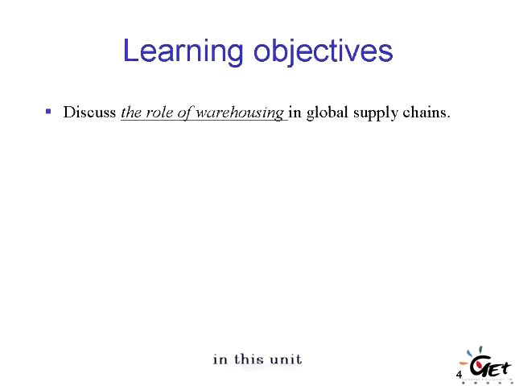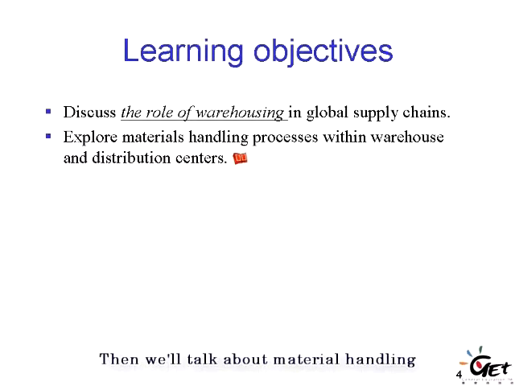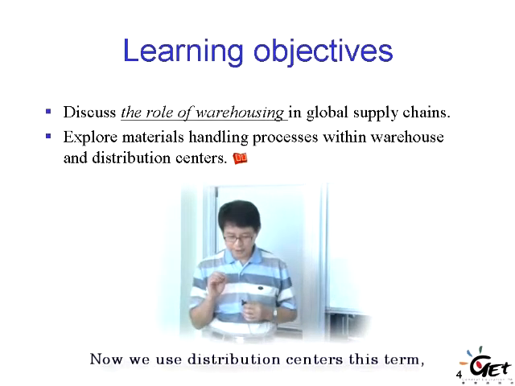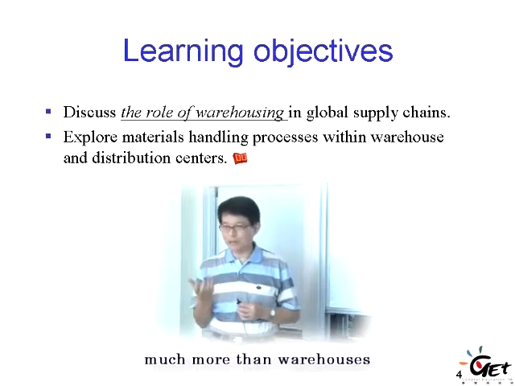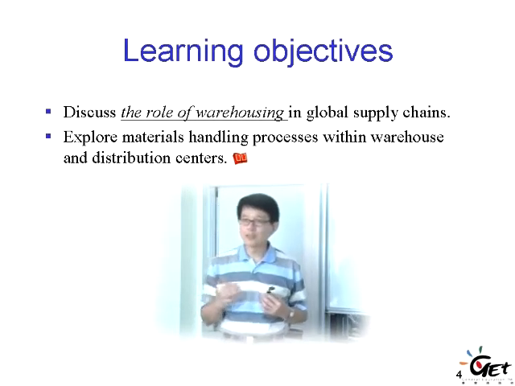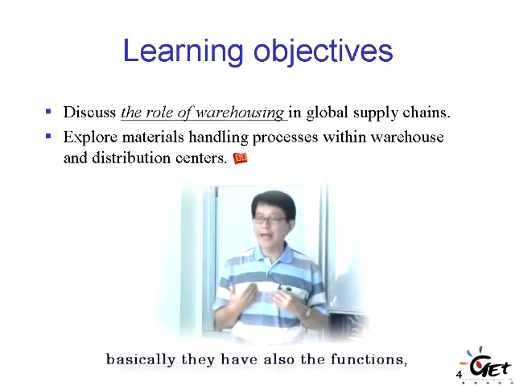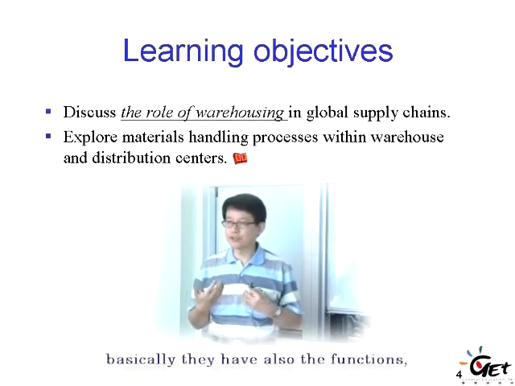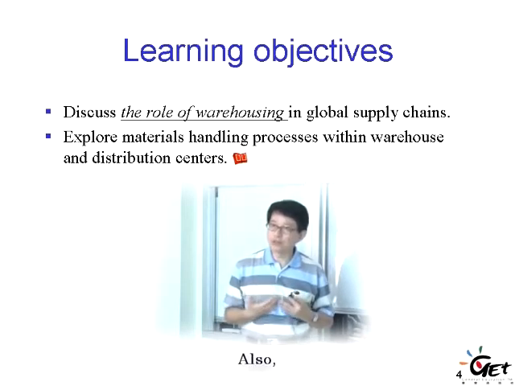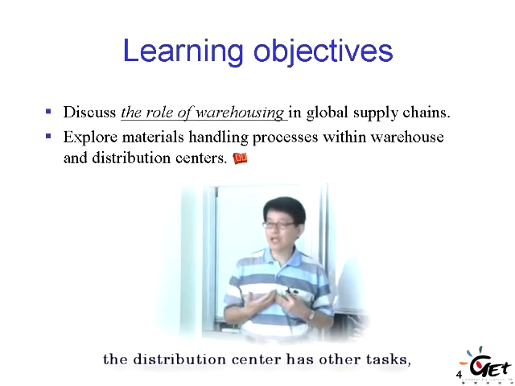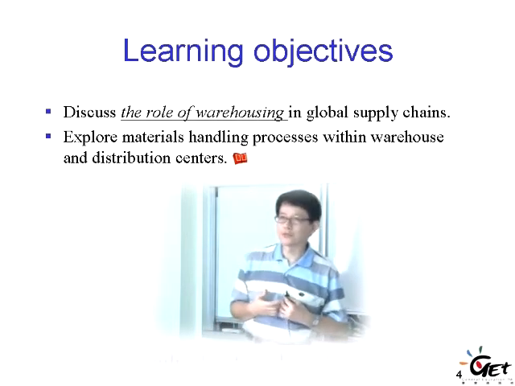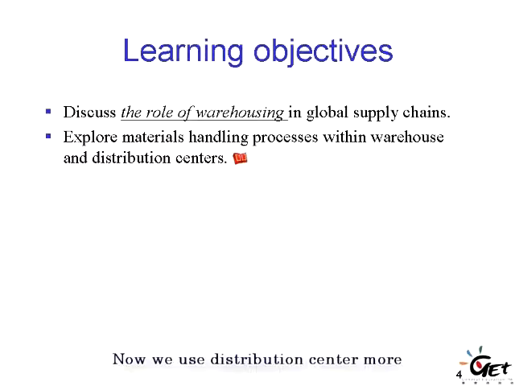In this unit, first we're going to see the role of warehousing in a global supply chain. And then we talk about the materials handling process within a warehouse or distribution centers. Nowadays we use the term distribution centers much more than warehouses. Traditionally maybe we say warehouses, right? But now the distribution center also has the functions a typical warehouse should have, and also other tasks or functions to perform. Nowadays, we use the distribution center more.